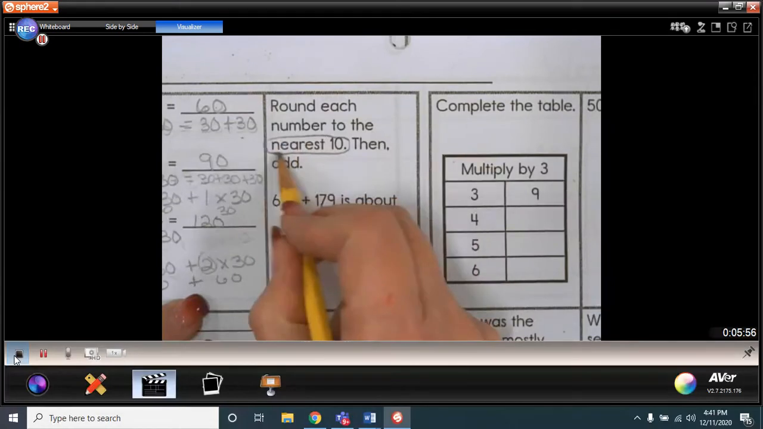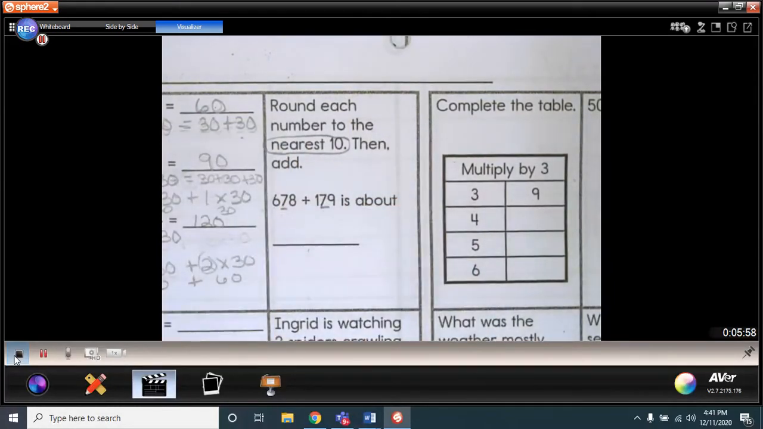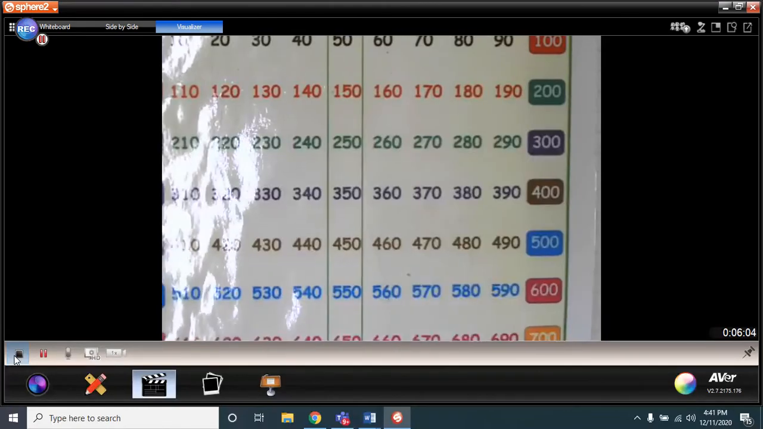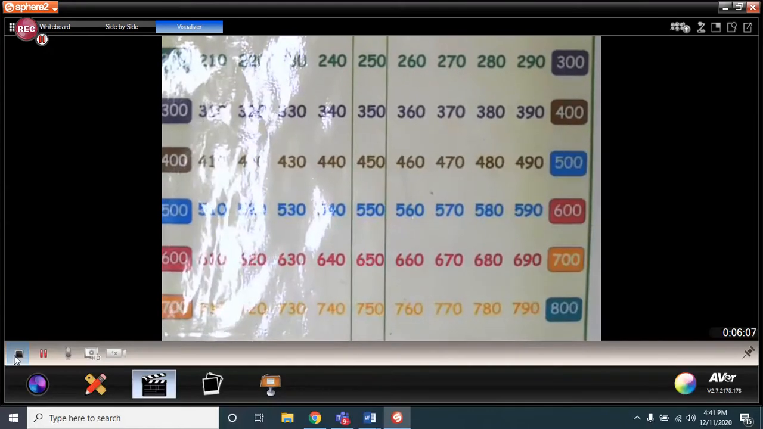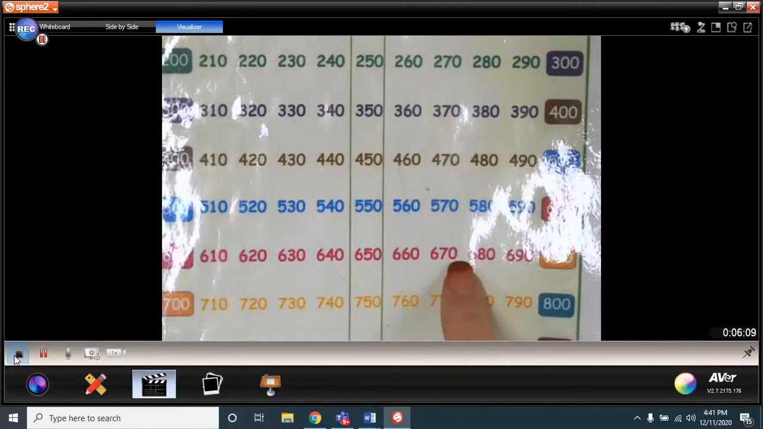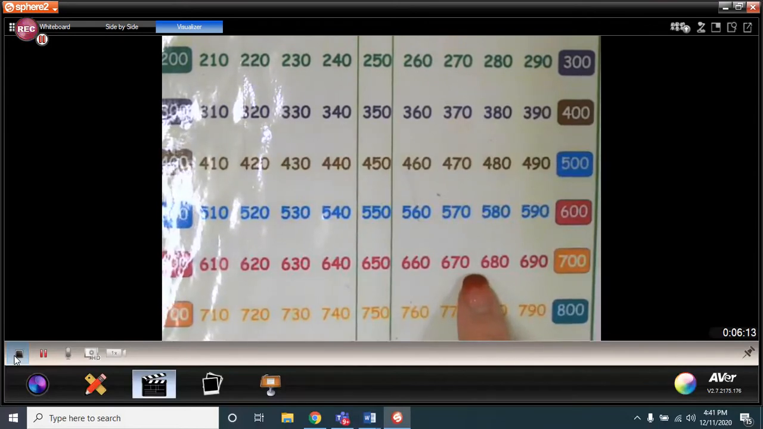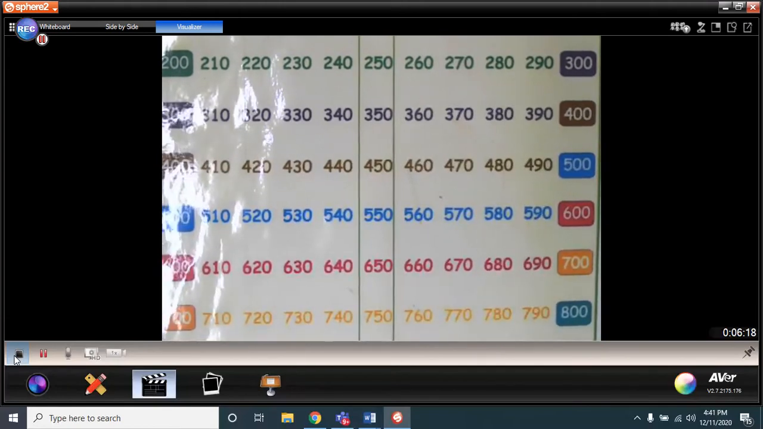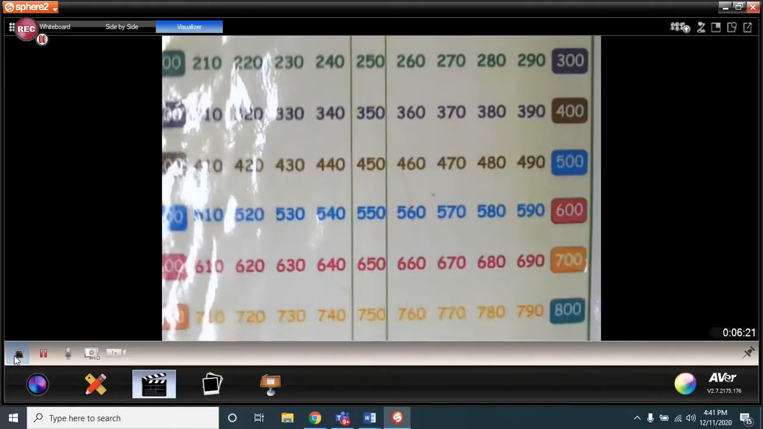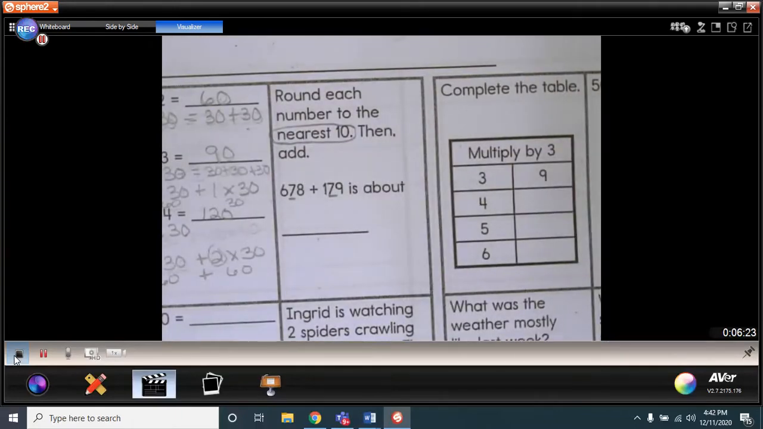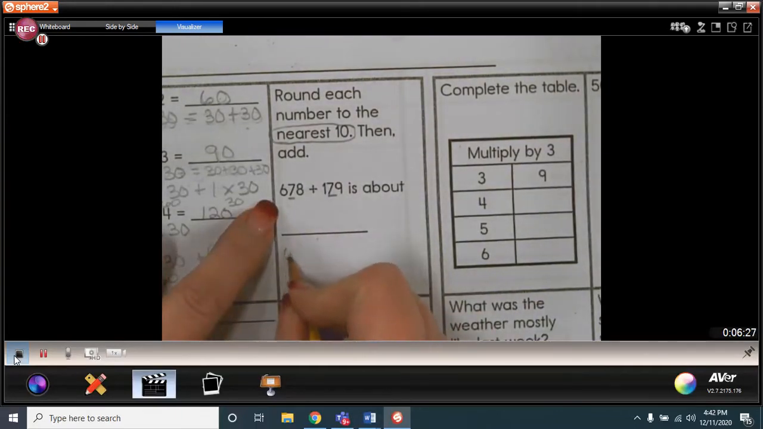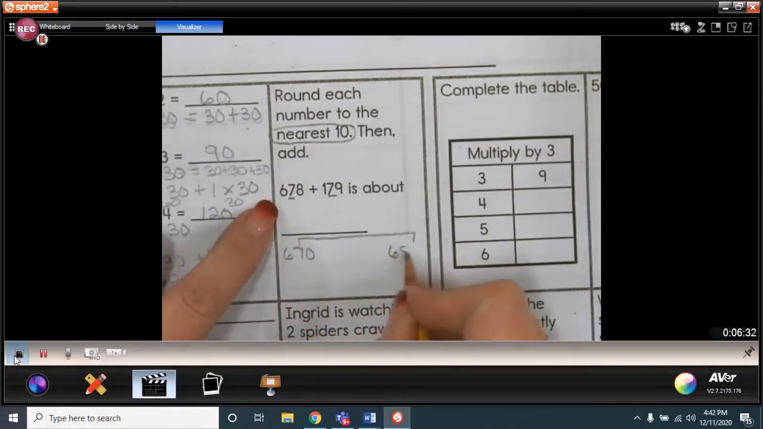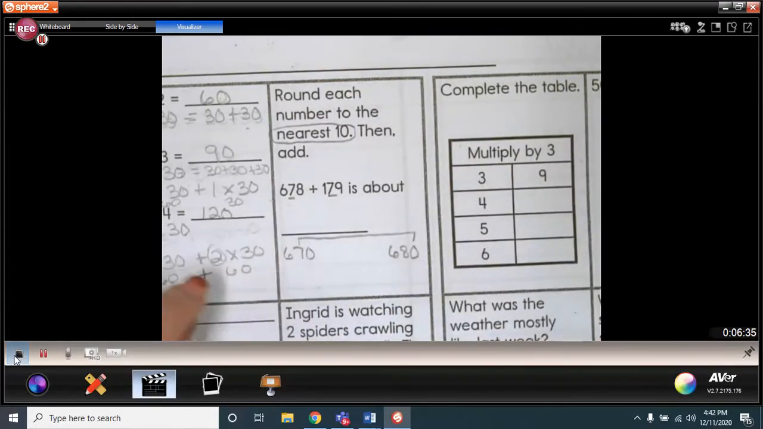Remember, we're rounding to the nearest 10, so we're looking at our tens place. So if I take my multiples of 10 chart and I look for the number 678, I know that 678 would be right around here between 670, which is in my tens place, 70, and 680. So remember, the hundreds place does not fall off. It's still there. We just know that we have 670, and the next 10 would be 680. And I'm showing this like you would see on a number line.